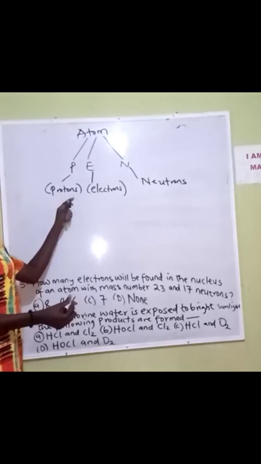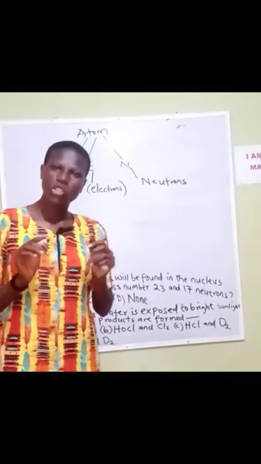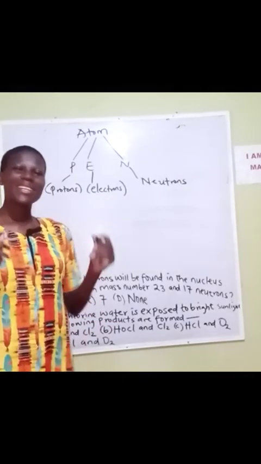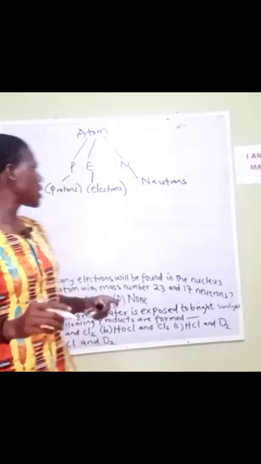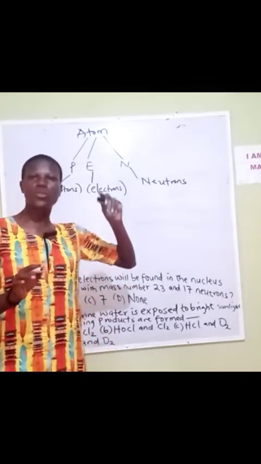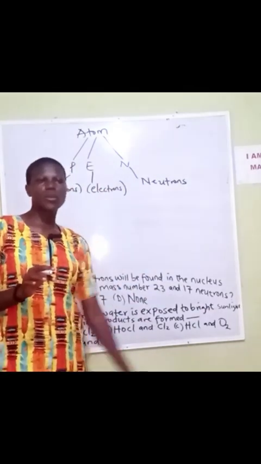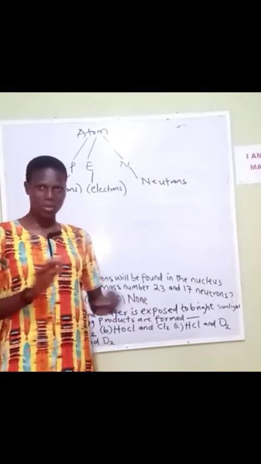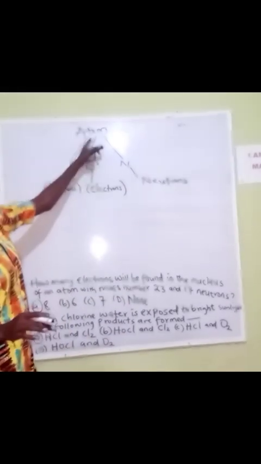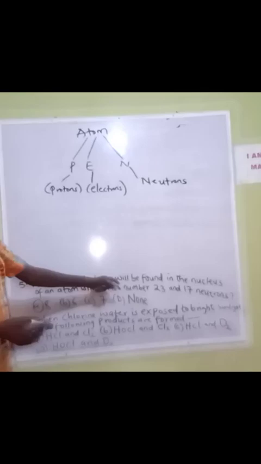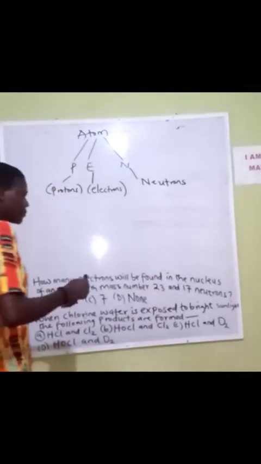Protons are positively charged particles. Electrons are negatively charged particles. And neutrons are just neutral. When you say somebody is neutral, they're just neutral to yourself. Okay, now an atom contains these three particles. Now the question says, how many electrons will be found in the nucleus?